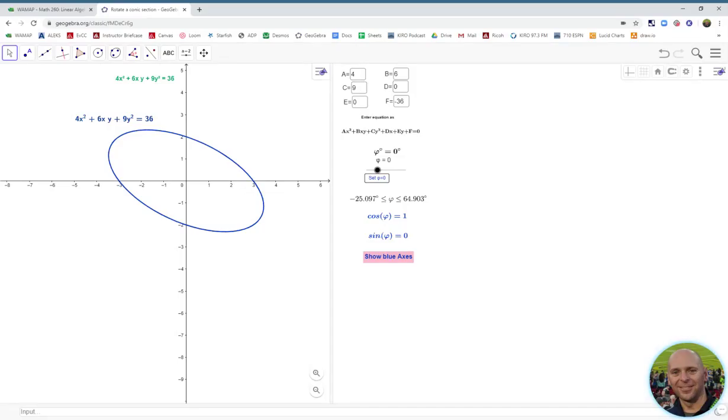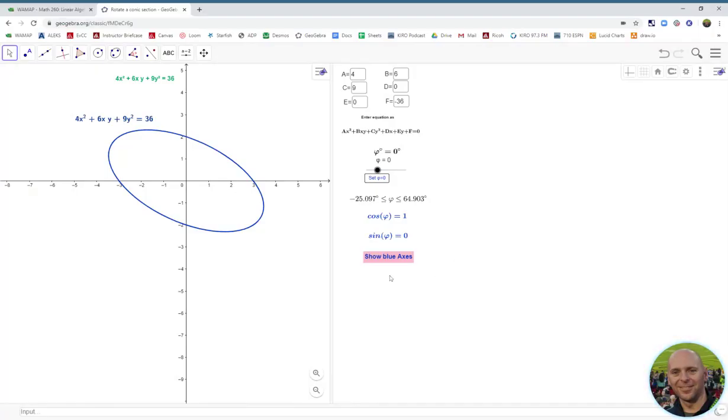The goal of rotation of axes is really about trying to redescribe the shape using a different basis so that the equation for the conic is simpler. So again, the goal would be to try and eliminate that cross product term, that 6xy in this particular equation.